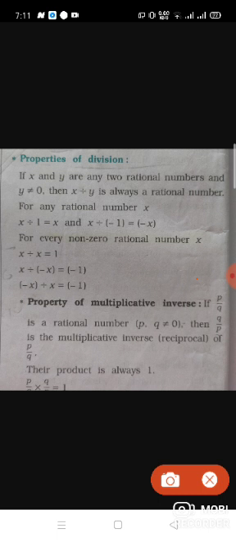Now property of multiplicative inverse. If p upon q is a rational number, p and q not equal to 0, then q upon p is the multiplicative inverse, or we can say the reciprocal of it. Their product is always 1. So dear friends, here p upon q, the multiplicative inverse of it, that means the reciprocal of it, is q upon p. P cancels, q cancels, what is left? 1. So their product is always 1.